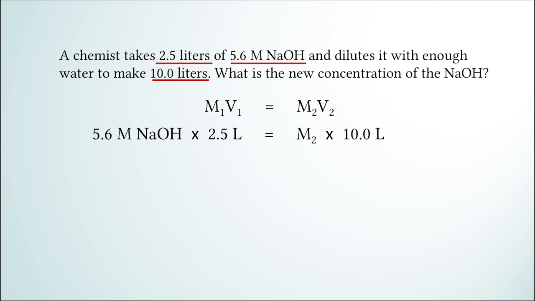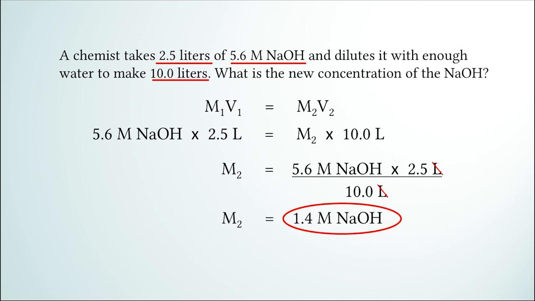The question asks us what the new concentration is. Well, using our dilution equation, you can see we have all the values except for M2, which is the final concentration, which is exactly what we're looking for. So setting up our equation to solve for M2, we get 5.6 molar times 2.5 liters divided by 10.0 liters. The liters units cancel, and we get 1.4 molar as our final concentration.